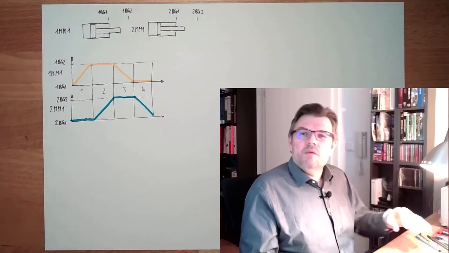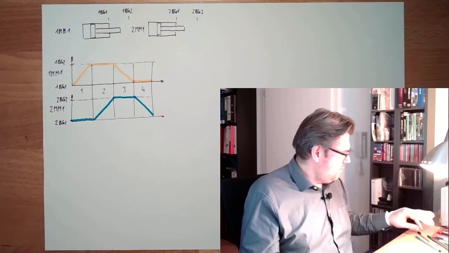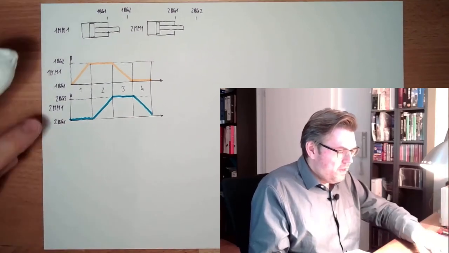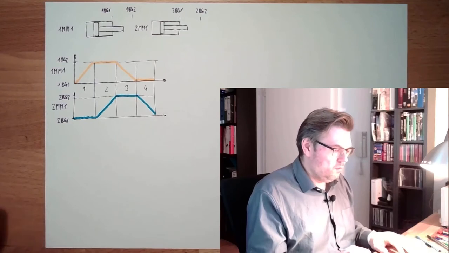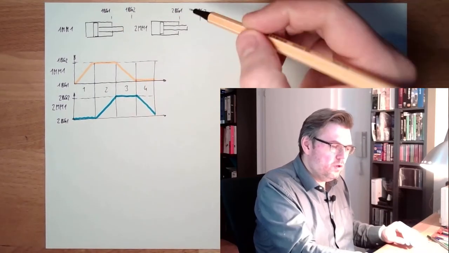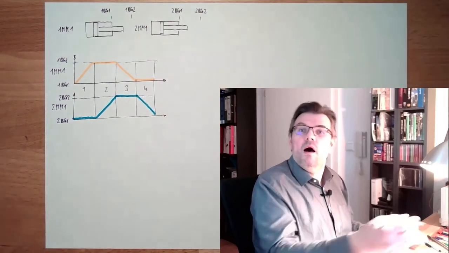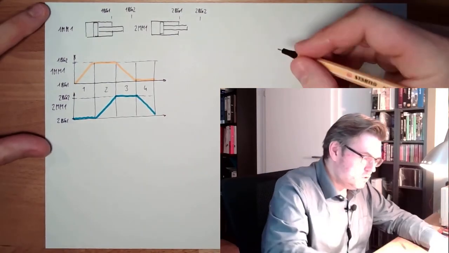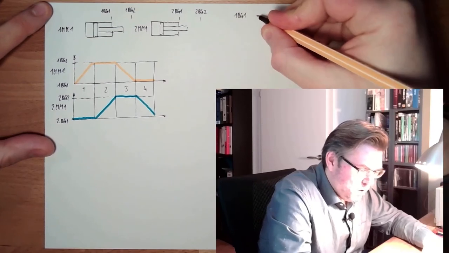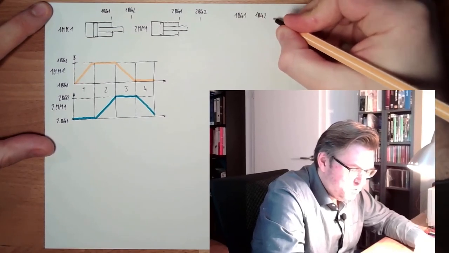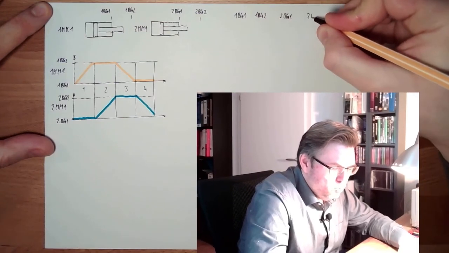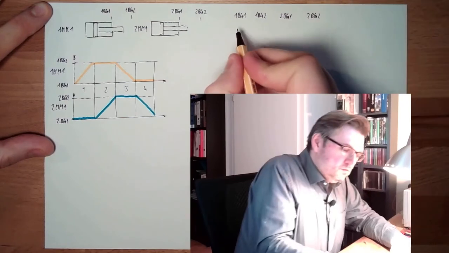Now we can make a truth table with those four inputs to our controller. The limit switches 1BG1, 1BG2, 2BG1 and 2BG2 are the inputs. So I'm going to do this now: 1BG1, 1BG2, 2BG1, 2BG2.